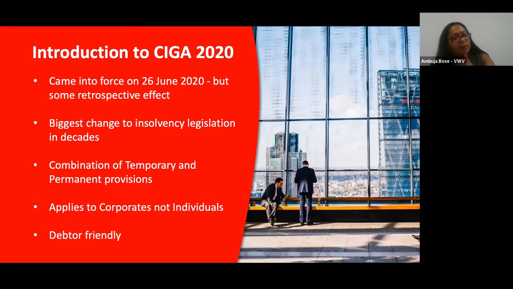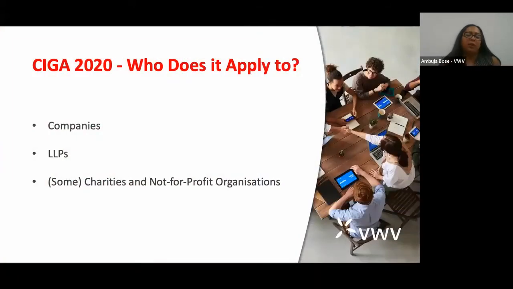So moving on to the next slide, in terms of who CIGA applies to, as I mentioned, it does predominantly apply to companies, and that's English-based companies, Scottish-based companies, Welsh-based companies. There are certain elements of CIGA which also apply to Northern Ireland, but some of the provisions are slightly different, so do bear that in mind. It also applies to companies that have a centre of main interest in the UK and use English insolvency processes, so bear that in mind as well.